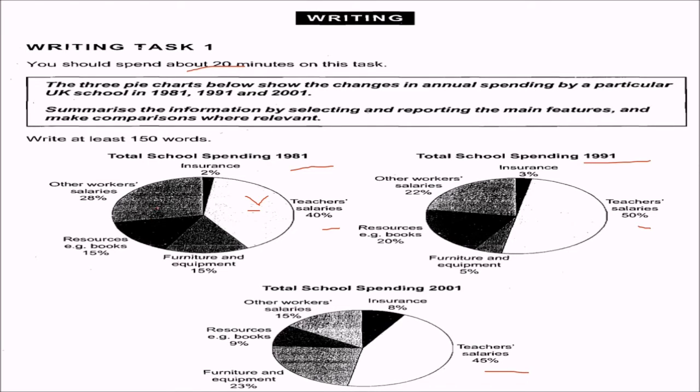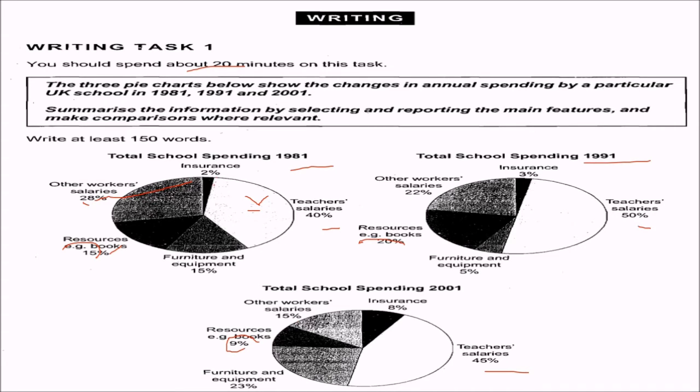While if you observe resources, the spending was 15% here, then 25%, so it increased from 81 to 91. Then it drastically decreased to 9%. So it was a decrement in the spending on resource books. While for other workers' salaries, it has decreased gradually from 28 to 22% and then to 15%. So that will be 7%, 6% and then 7%.